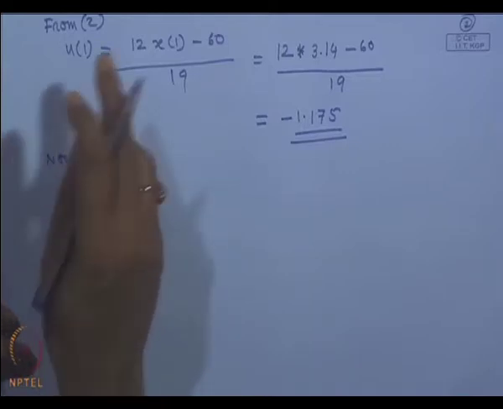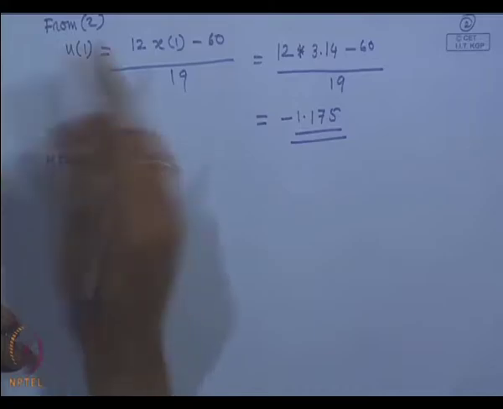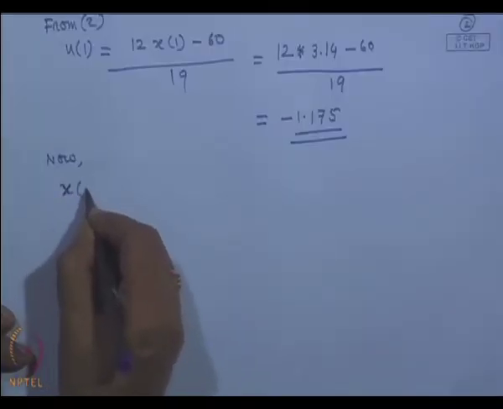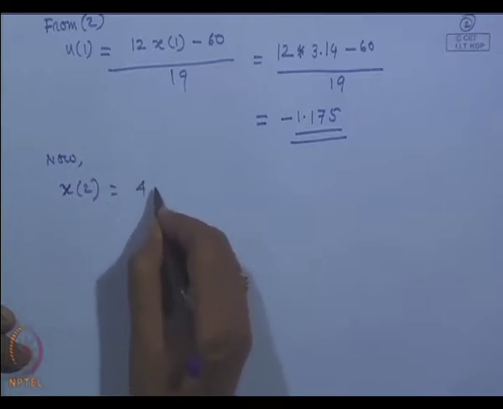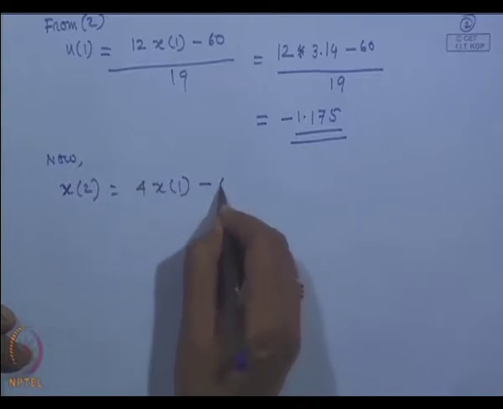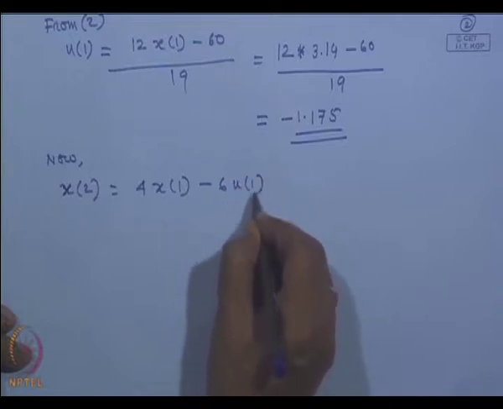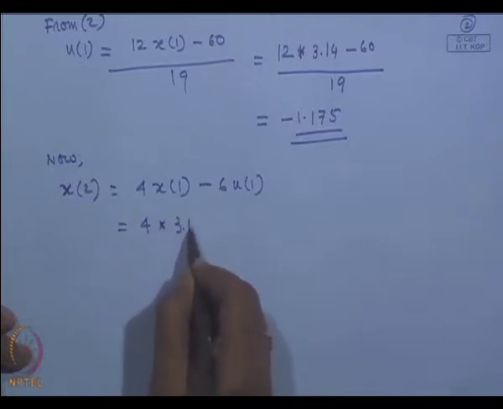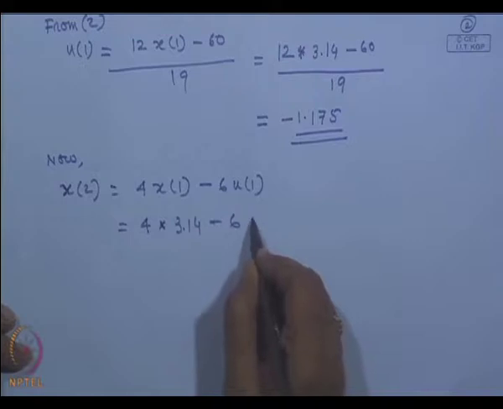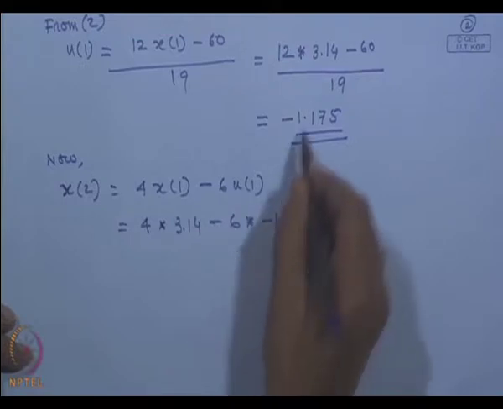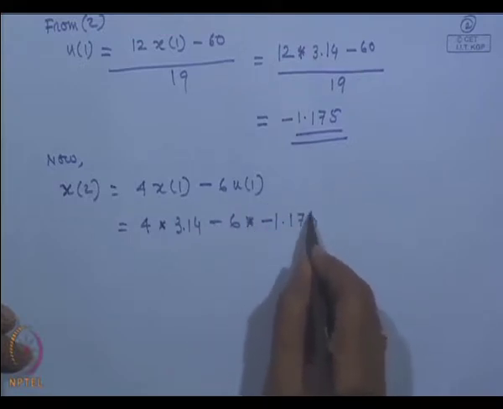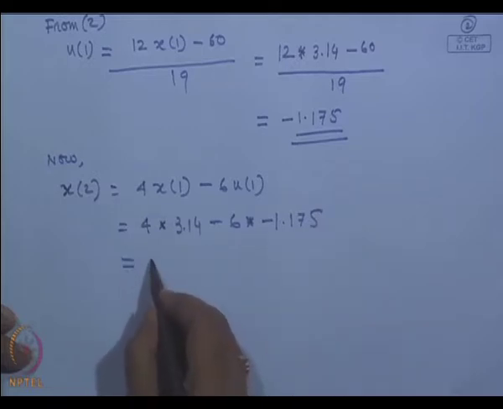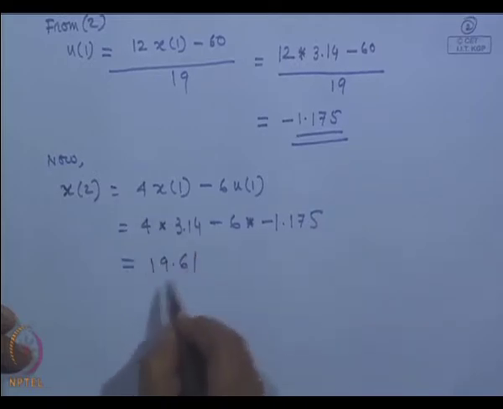Now, once you know u 1 and x 1, immediately I can find out x of 2. x of 2 is equal to 4 of x 1 minus 6 of u of 1, which is 4 of x 1, I know that x 1 value I got 3.14, minus 6 into u 1 value, minus 1.175, that will come near about 19.61.